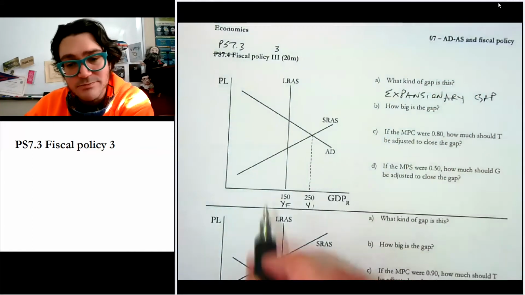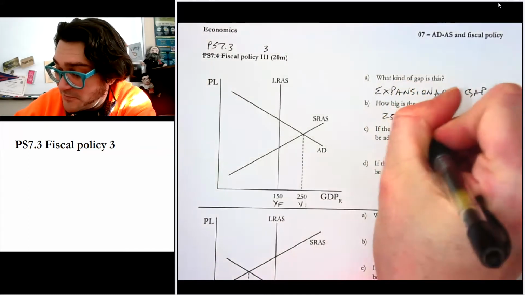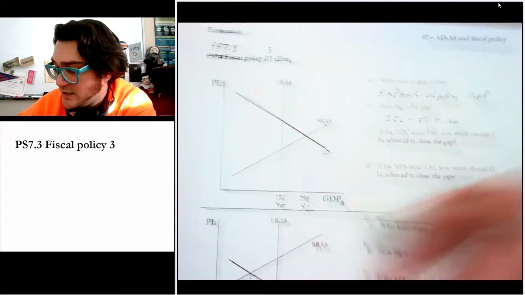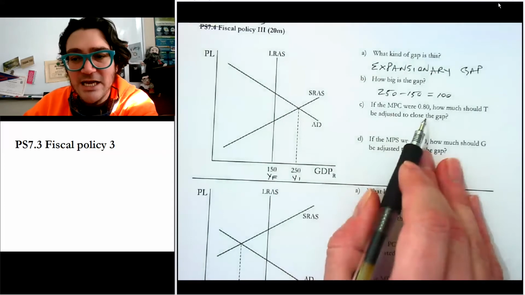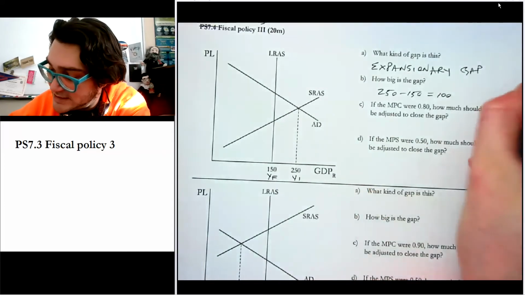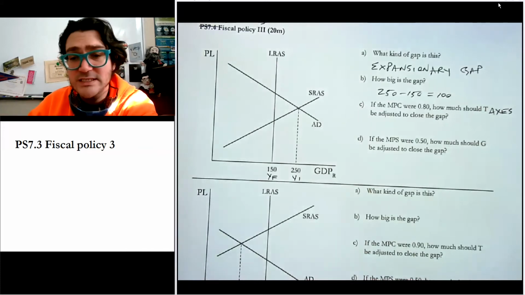So how big is it? Well, just to look at the size of the gap, it's 100, right? 250 minus 150 equals 100. And I don't know if that's billions or whatever, it doesn't matter. If the MPC were 0.8, how much should taxes, T stands for taxes, how much should taxes be adjusted to close the gap? So you have to think about a few things here.